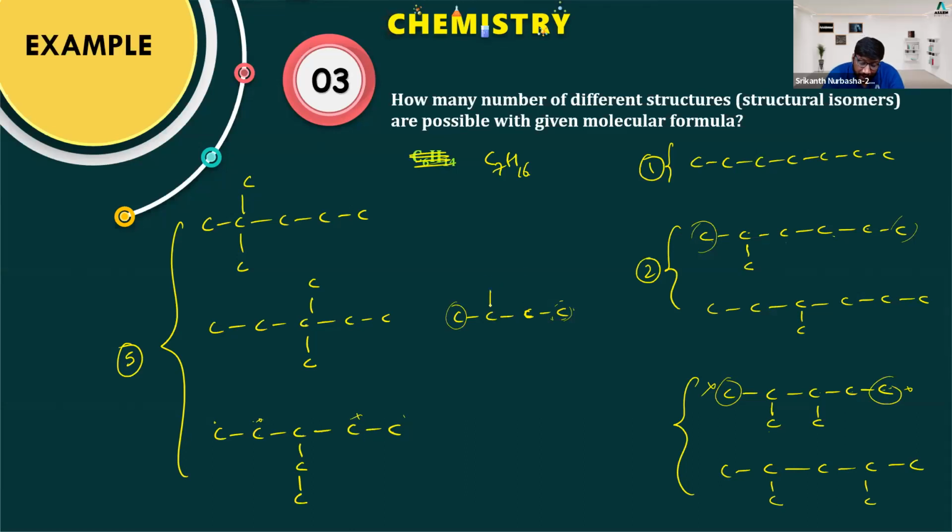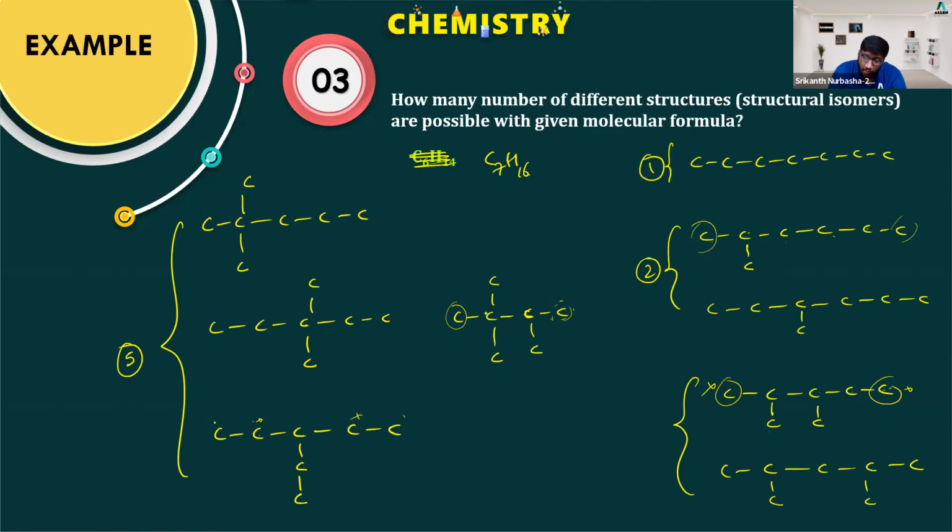And can I keep ethyl? Ethyl I can keep. If I keep ethyl, it becomes 5 carbons, yes or no? If I keep ethyl, 1, 2, 3, 4, 5, again a 5 carbon chain will be obtained. I cannot keep ethyl. Only methyls I have to place. 2 methyls I can place like this. 1 methyl I can place like this.